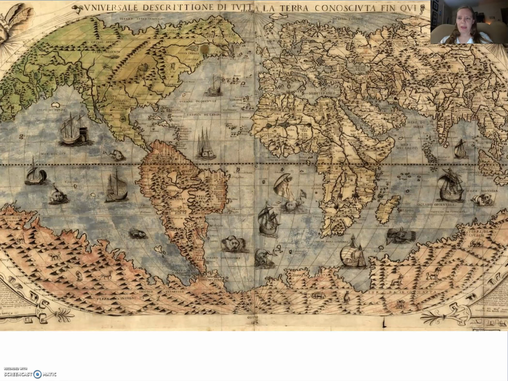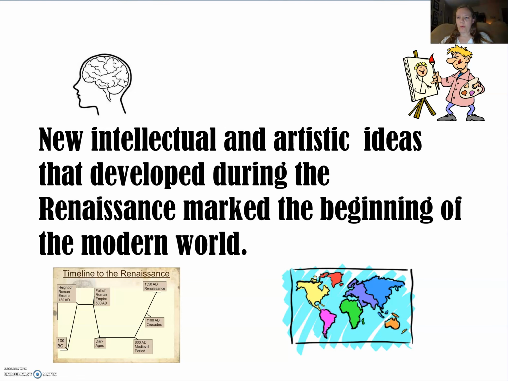So let me change slides here. What we have for the Renaissance itself is new ideas, intellectual and artistic ideas, that are going to mark a transition between the Middle Ages, which was dominated in Europe by the Catholic Church, a feudal nobility system, and things like the Black Death, and you're ushering in the modern world, the world in which we live, where you're going to start to see some social patterns that more reflect what we have in the Western world today.